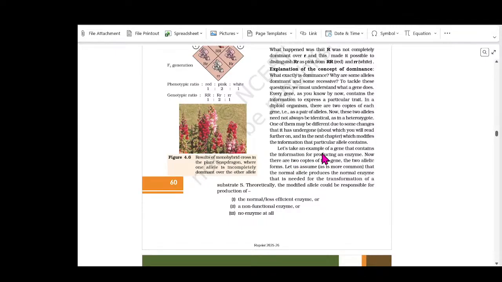Let's take an example of a gene that contains the information for producing an enzyme. Now there are two copies of this gene, the two allelic forms. Let us assume, as is more common, that the normal allele produces the normal enzyme that is needed for the transformation of a substrate S. Theoretically, the modified allele could be responsible for the production of a normal or less efficient enzyme, a non-functional enzyme, or no enzyme at all.